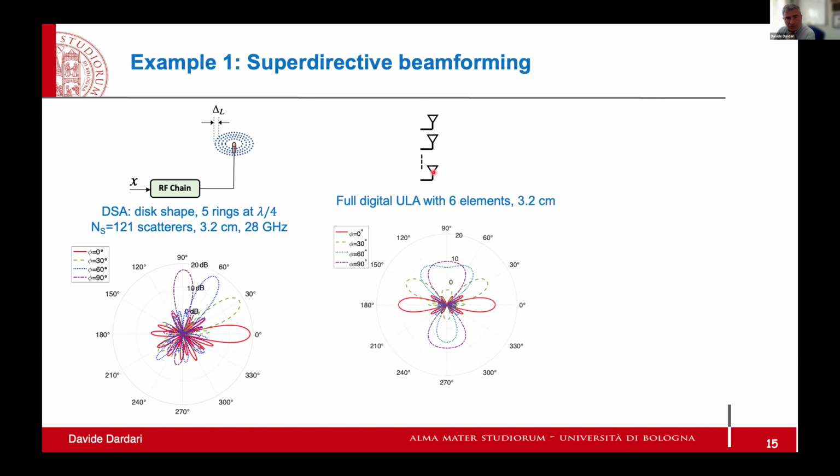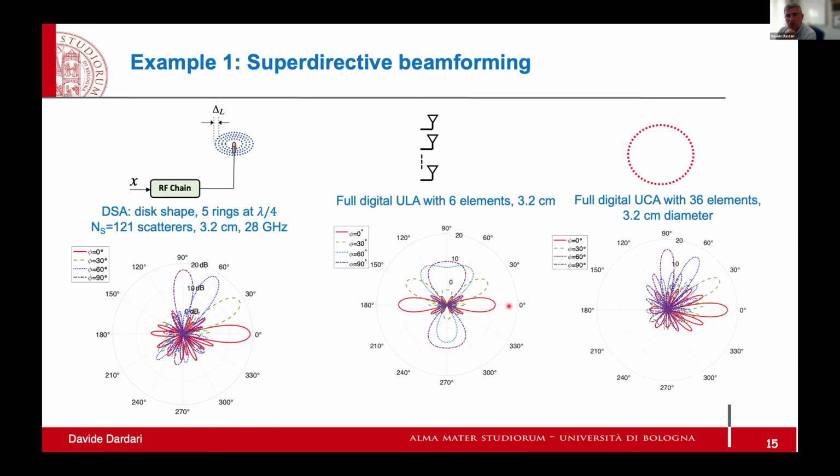We have the same aperture of 3.2 centimeters. That means 6 active elements, and this is the classical radiation diagram, which depends on the angle. The best one is in the direction of 0 degrees, but the worst one is at 90 degrees. Or comparing this with the classical uniform circular array, but in this case we need 36 active antenna elements to get the same aperture, and this is the response.